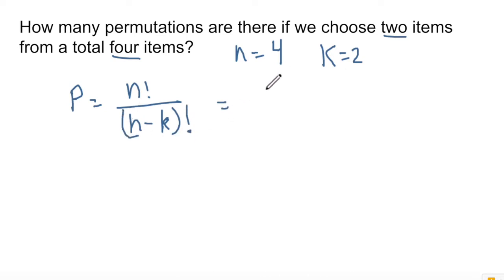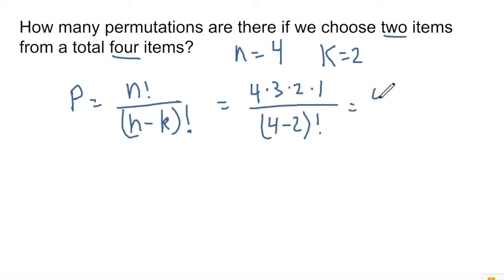And that's equal to 4 factorial, or we can write it out as 4 times 3 times 2 times 1, divided by n minus k. Well, that's 4 minus 2, right? Let's write 4 minus 2 factorial. So 4 minus 2 is 2. So this is really just 2 times 1 down on the bottom, isn't it?